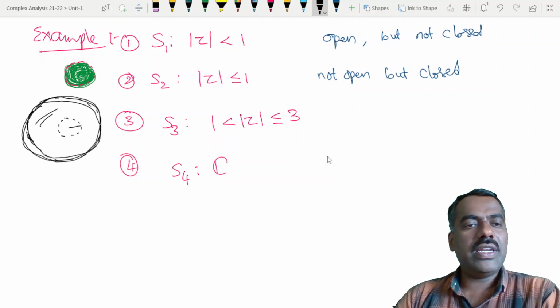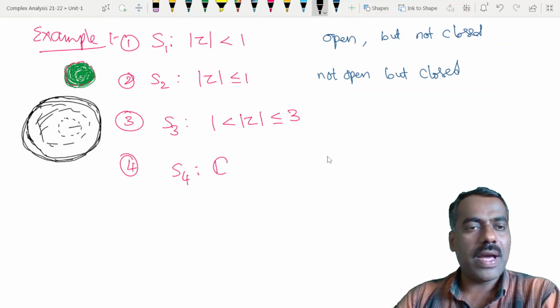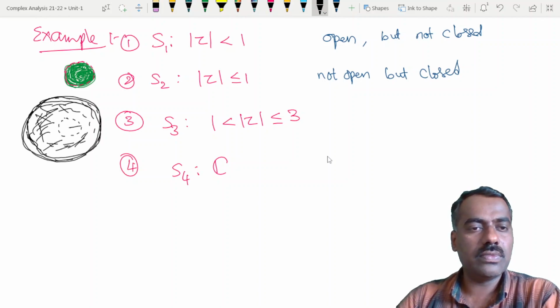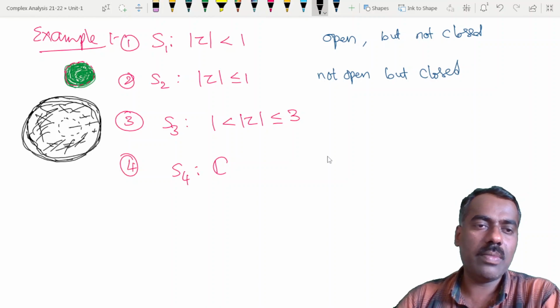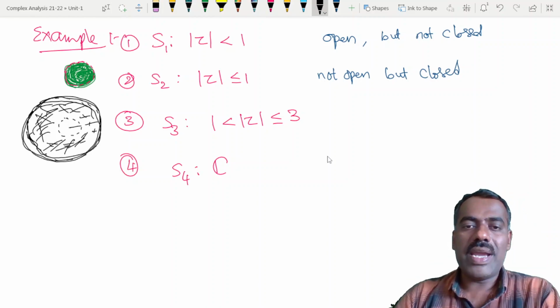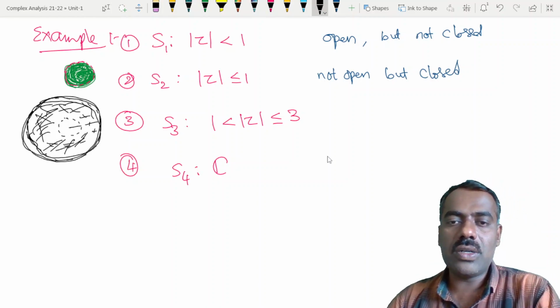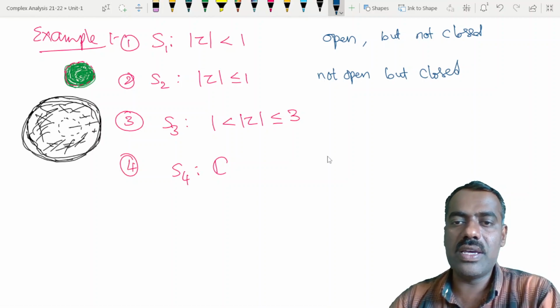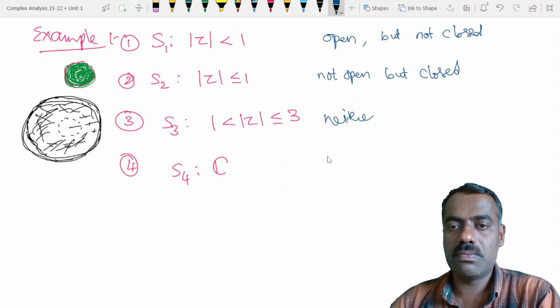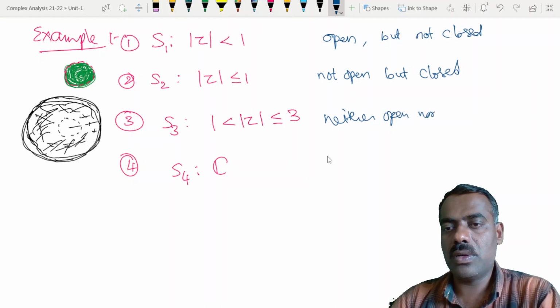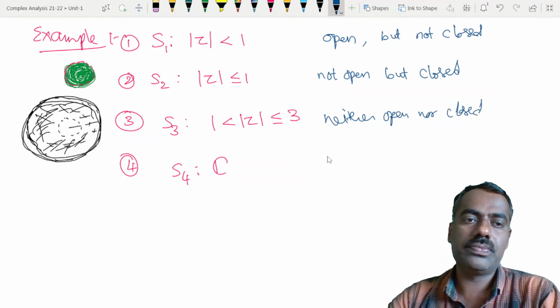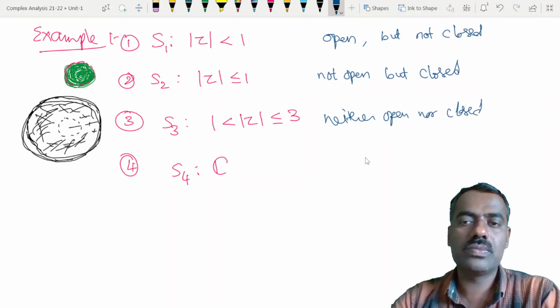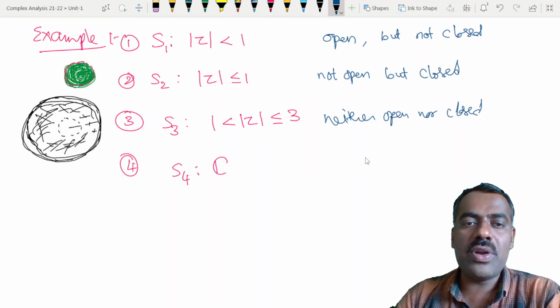So whatever is inside there, that much part, but not the inside. Why is it not open, not closed? So you can write this as neither open nor closed. Yes or no? Hmm? Can you tell me what is the boundary for S3?